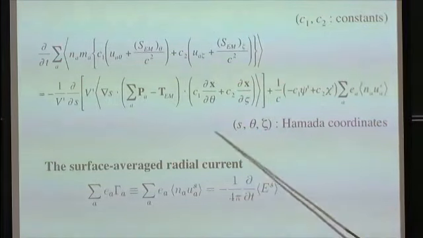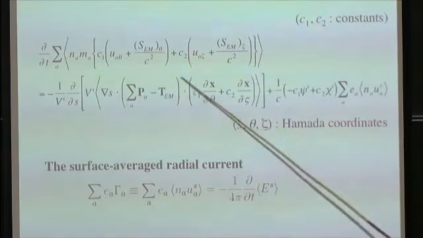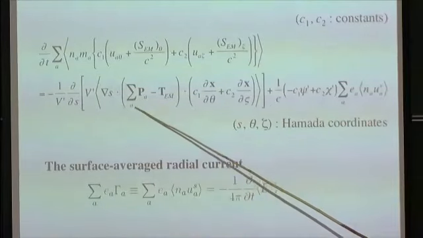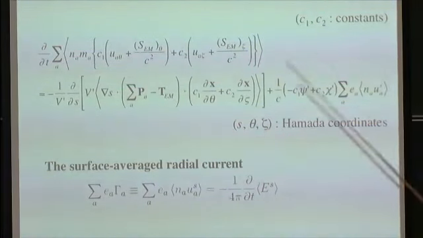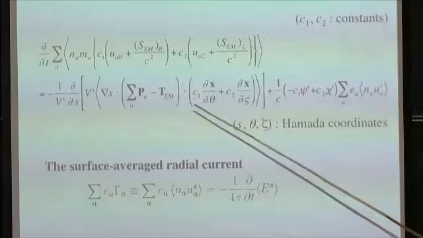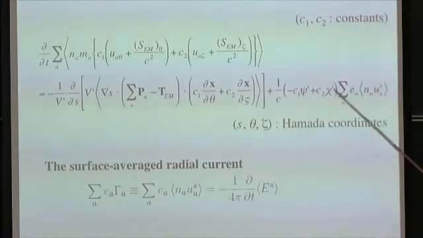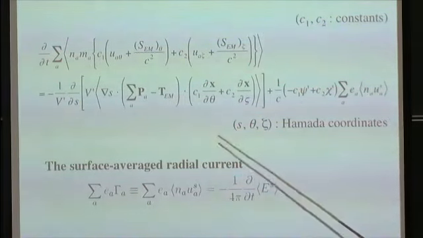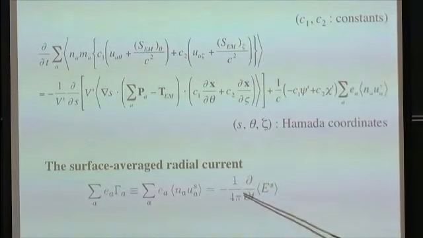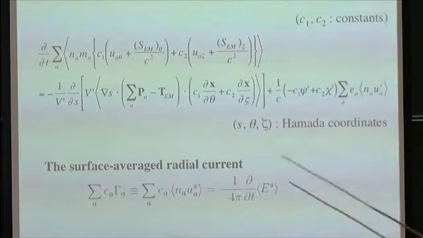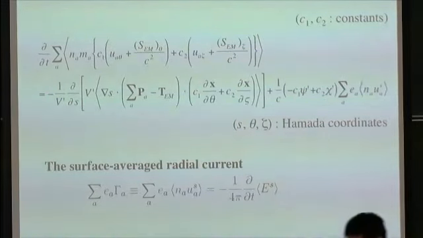On the right-hand side, we get this divergence term of the pressure tensor and the turbulent electromagnetic stress tensor part. Also, here the radial electric current appears. Also, using Maxwell's equation, this radial electric current is often written by the temporal variation of the radial electric field. Okay.